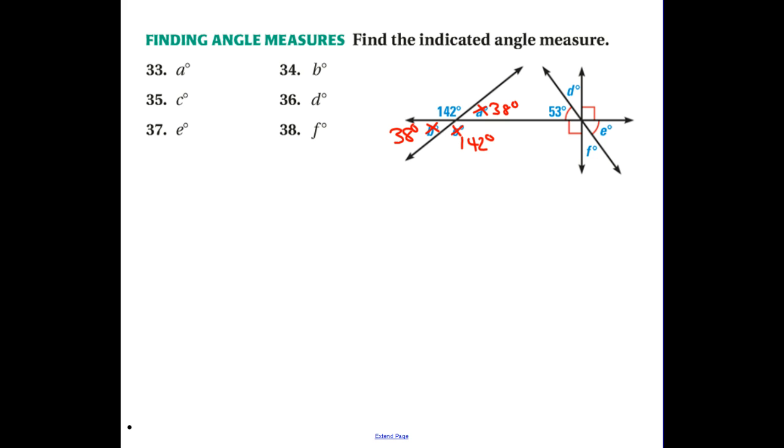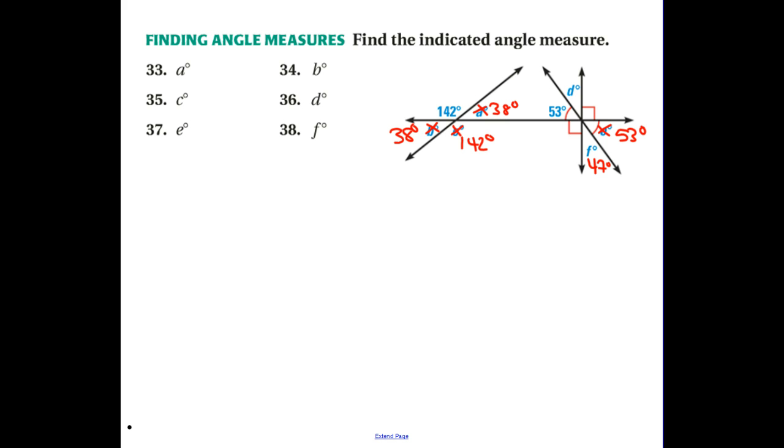All right, let's go over to the left here. 53 and E, they're vertical angles. Notice that? So E is going to equal 53 degrees. I know that E and F added together is going to equal 90 degrees. They're complements, so I need to figure out, well, what plus 53 equals 90?